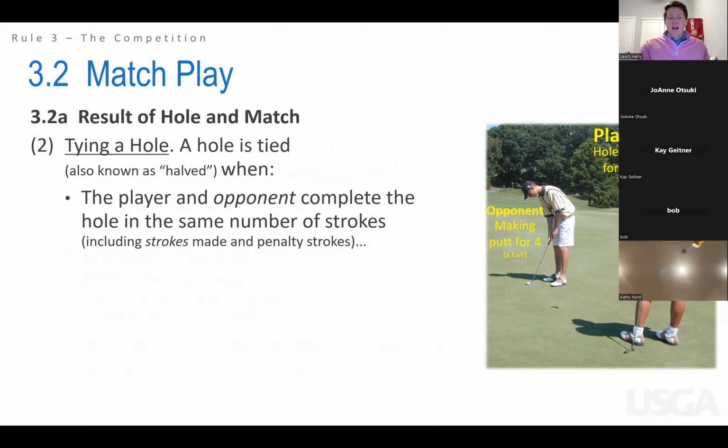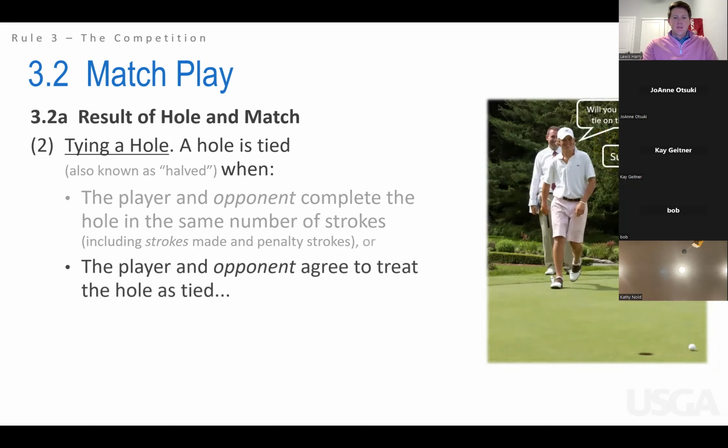When we have a hole that's tied, I know a lot of people still have some old terminology that they call halved or having a hole. A hole is tied when I and my opponent complete the hole in the same number of strokes. We both maybe had fives on the hole. Both of us got the ball in the hole in 5 strokes. We have that hole tied, or we can agree to treat the hole as being tied.